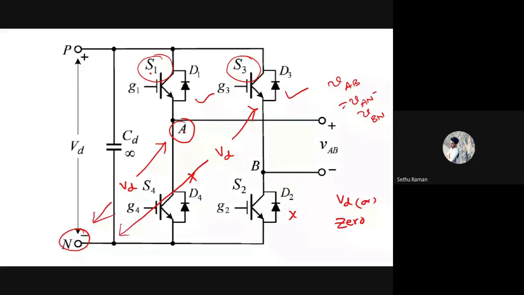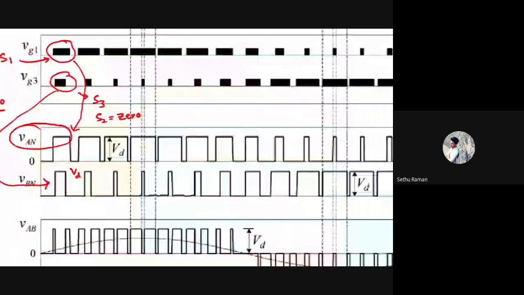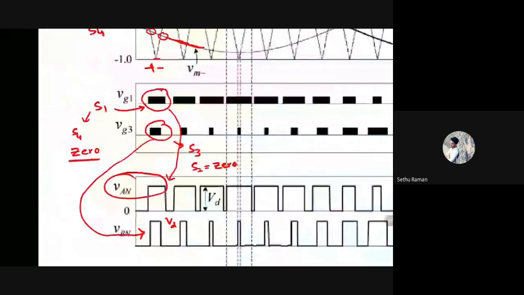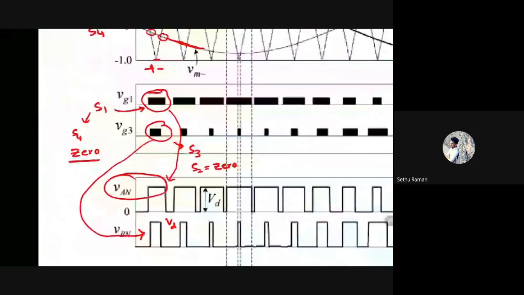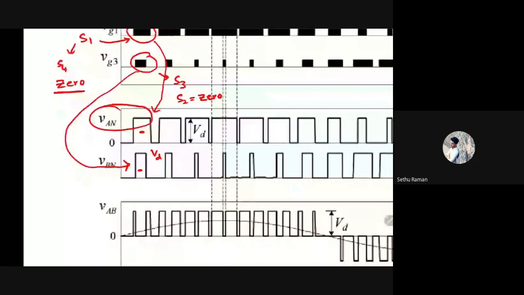The same thing we're analyzing here. So this is when S1 is on here, right? So when this gate pulse is on, this is its corresponding output voltage. This is its corresponding output voltage, and this is its corresponding output voltage when S3 is on. We're not interested in this one, right? So now the rest of the pulses are like this, right? This is S1 is on, S3 is off, S1 is on, and S3 is off, right?